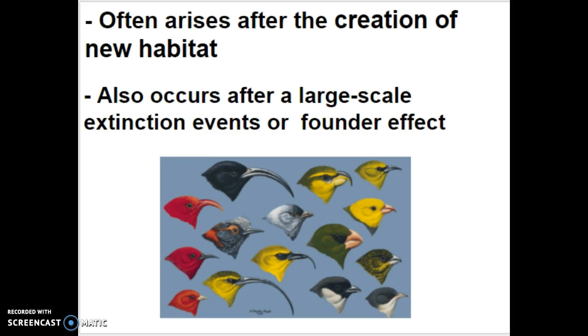Usually adaptive radiation arises after the creation of a new habitat or after a large-scale extinction event, or the founder effect, where a small group of the population leaves and goes to a new place. Adaptive radiation happens because these new habitats have new resources, and so the population will radiate out to find a niche for each type of resource.